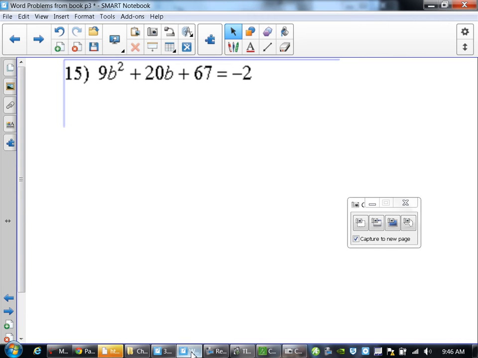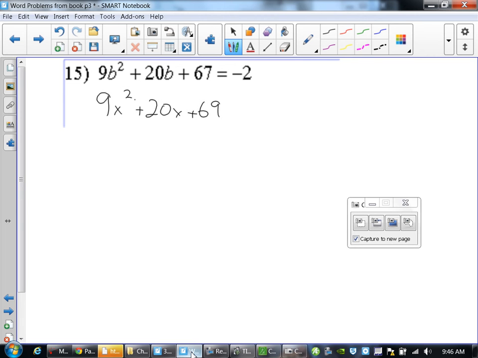All right. So let's move the -2 over. Thank you. So I have 9x squared plus 20x plus 69 is 0. First thing I got to do is divide everything by 9. We take out the 9. So we have x squared plus 20 over 9x plus 69 over 9 is 0.